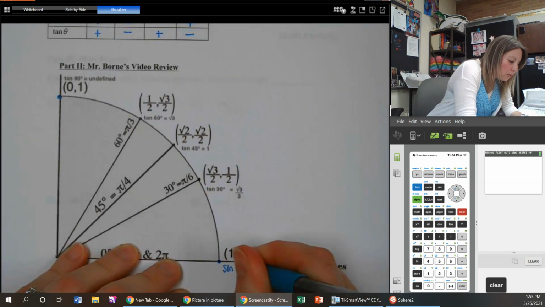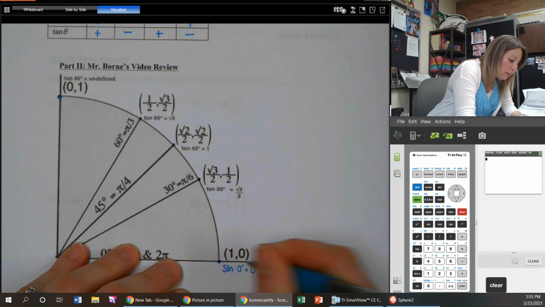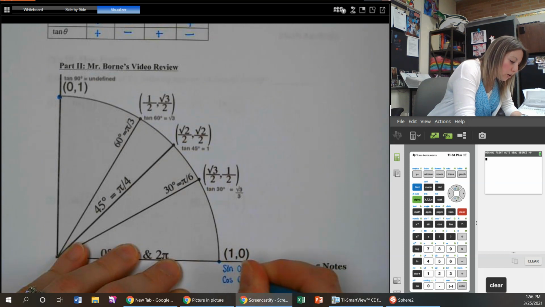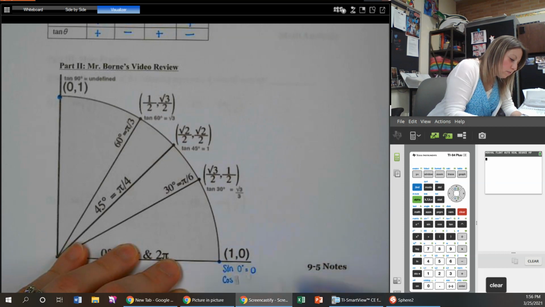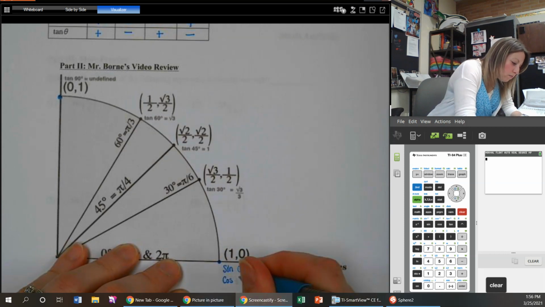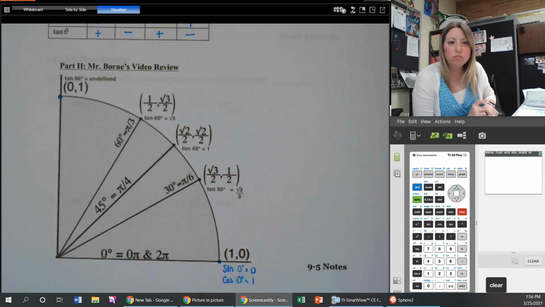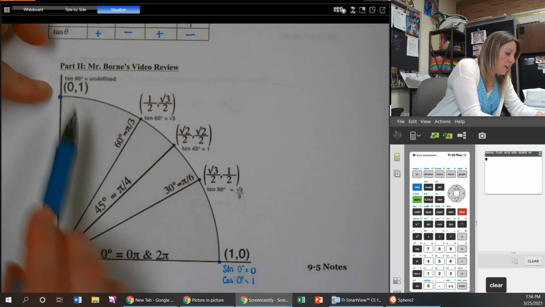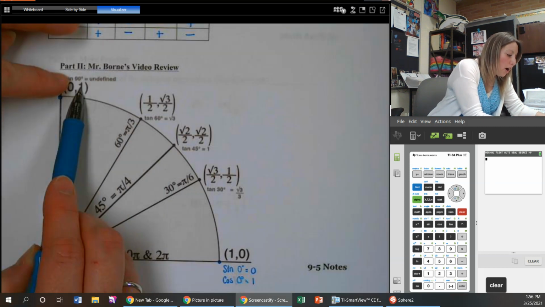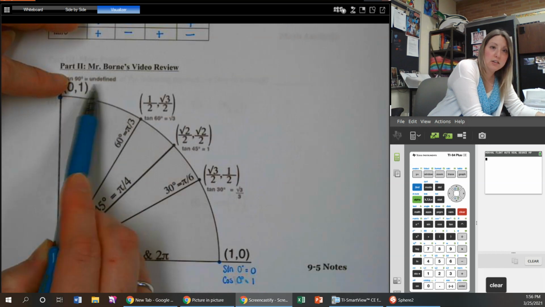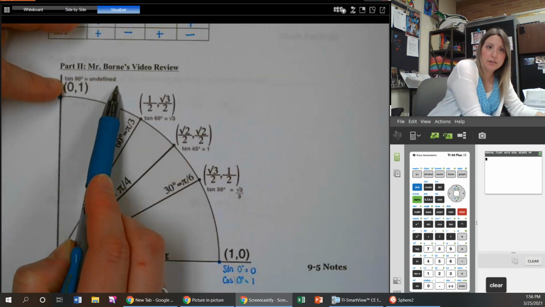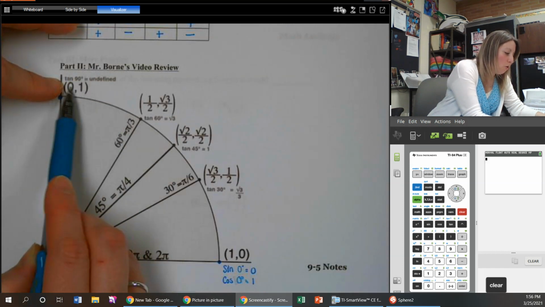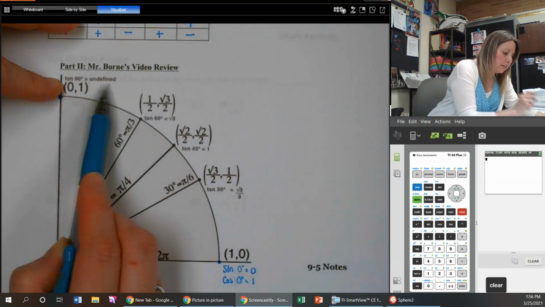So the sine of 0 degrees is 0 because it's the y value. The cosine of 0 degrees is 1 because it's your x value. Okay. Up here, it's the opposite for 90, right? And then think about 90, it's going to be 1 over 0. 90 for tangent is undefined, right? So when you put the y value over the x value to make tangent, this is now undefined.